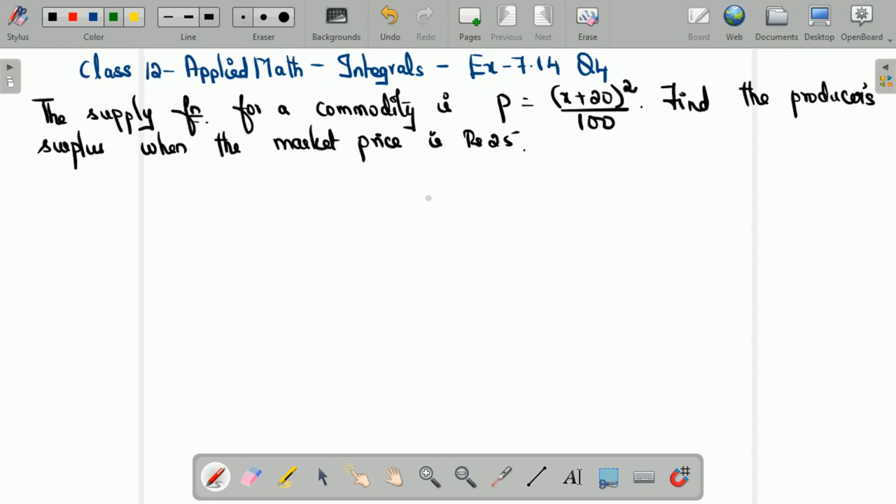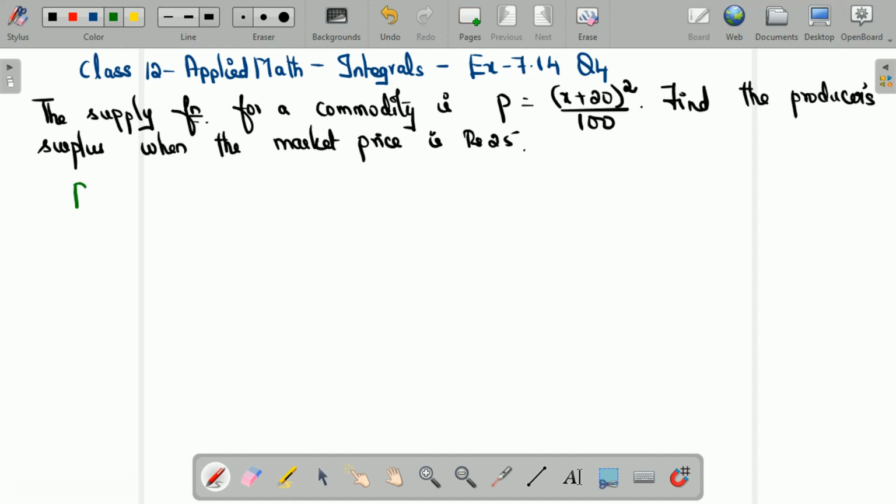In this video, let's find the solution for the fourth question in exercise 7.14. The supply function for a commodity is P is equal to (x plus 20) the whole squared by 100. Find the producer's surplus when the market price is rupees 25.